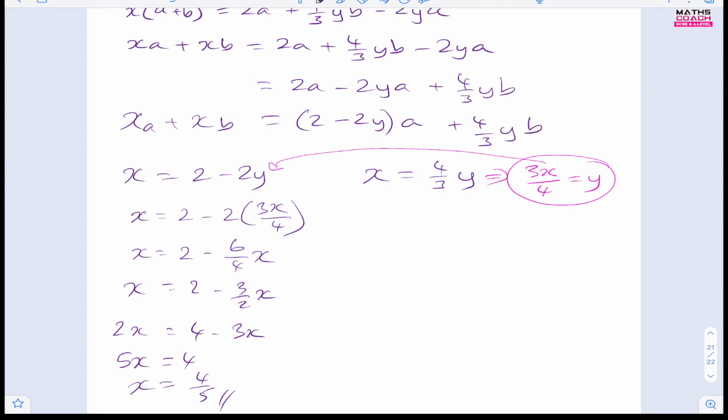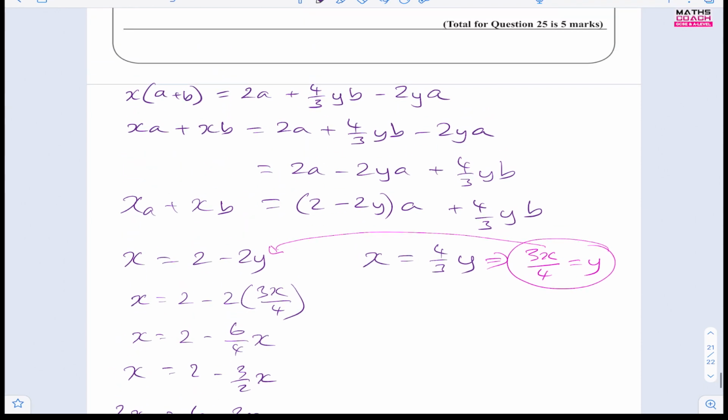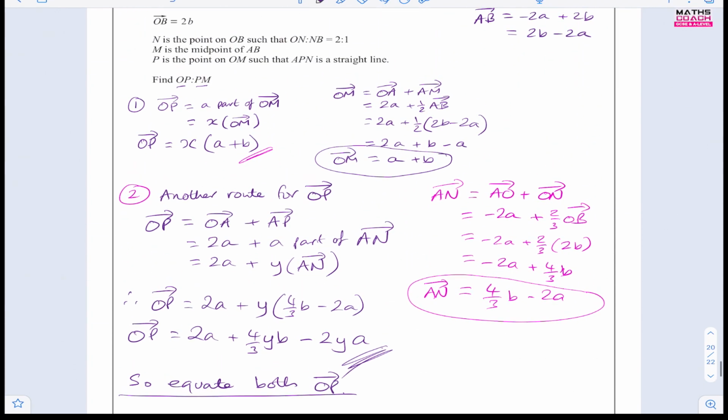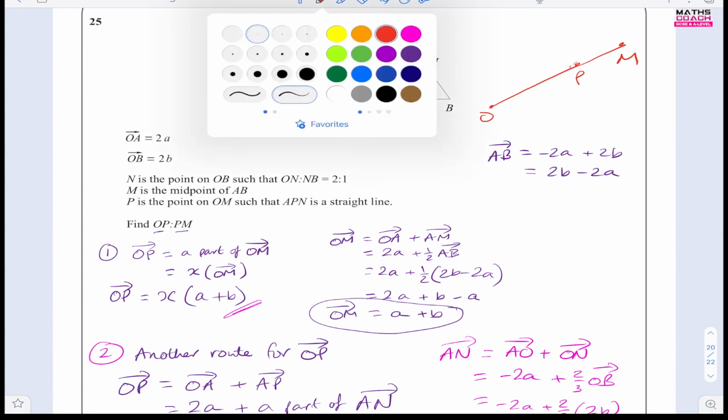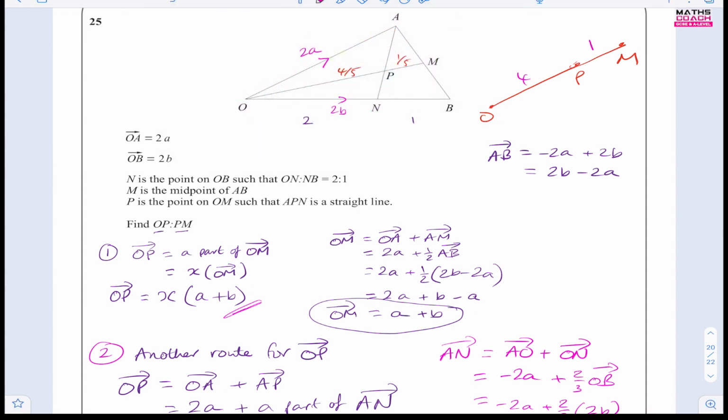So now that we know the value of x is 4 over 5, let's go back and look at our diagram and our equations. The first thing I want to show you here is that x right there is from a part of O to P, and the part of x is right there, which is 4 over 5. So let's write that in here right now. If this is 4 over 5 from here to here, then this is going to be 1 out of 5. So in other words, we have OPM in the ratio of 4 and 1.